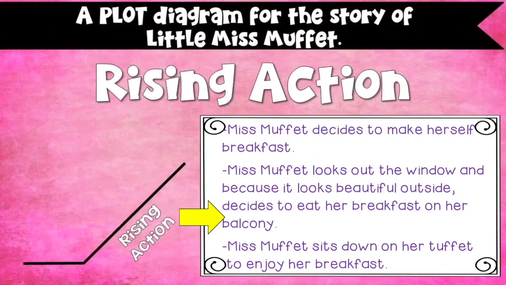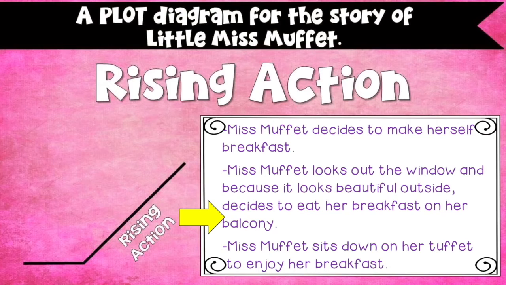Miss Muffet looks out the window and, because it looks beautiful outside, decides to eat her breakfast on the balcony. Miss Muffet sits down on her tuffet to enjoy her breakfast. Now that's the rising action, leading up to the climax. What do you think the climax is going to be this time?